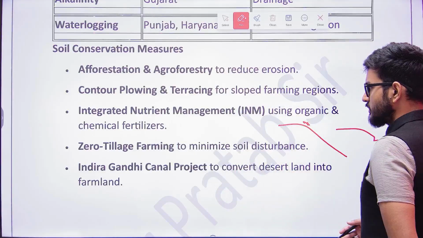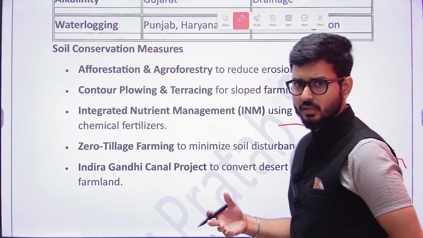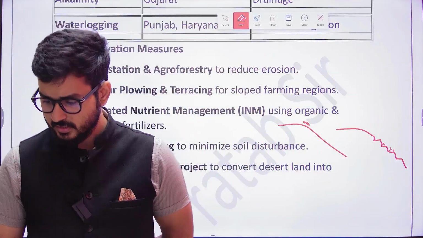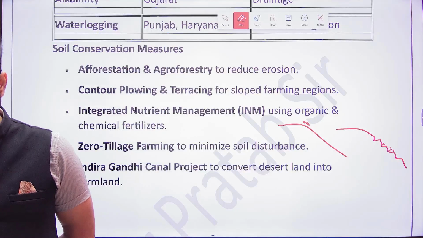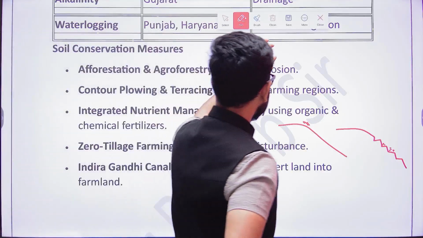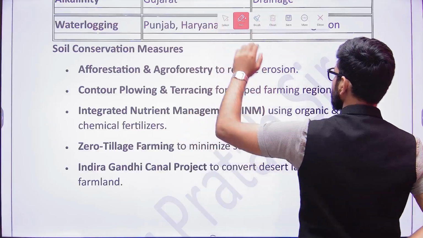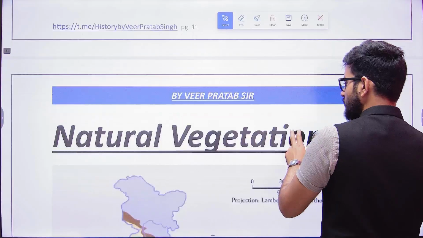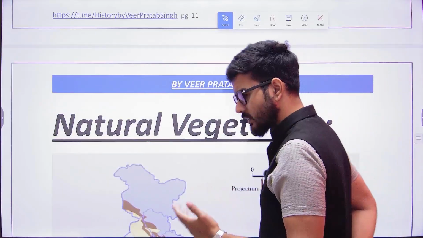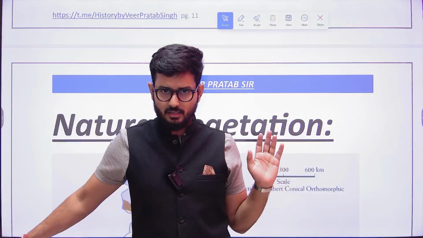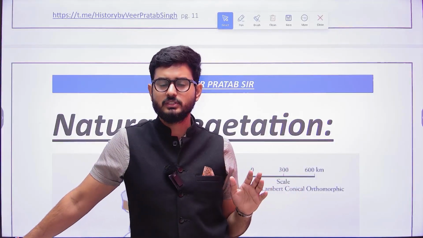Integrated nutrient management means that natural supply of nutrients is being done in that particular area. Then there is zero tillage farming to minimize soil disturbance. This is going to be the mainstay as to how the soil is being recouped. So that is the idea. Now the next topic, natural vegetation, we shall take it up in the forest segment itself. We'll not take it up here in this session, but we'll take it up in the forest segment.